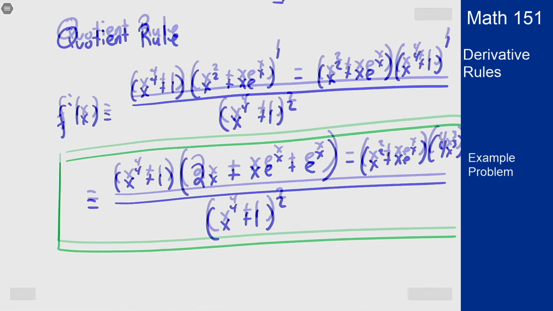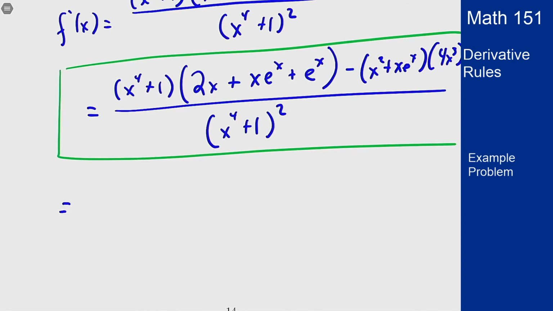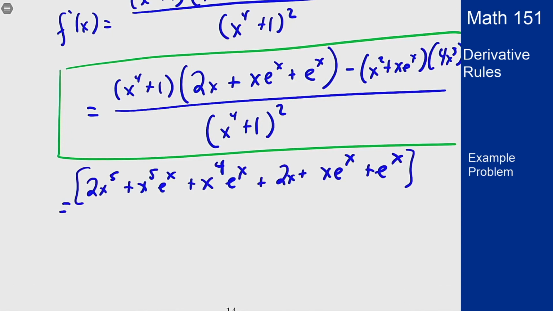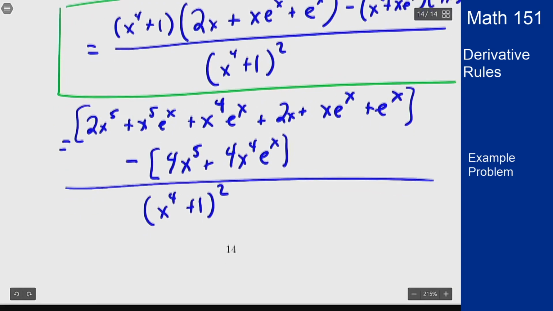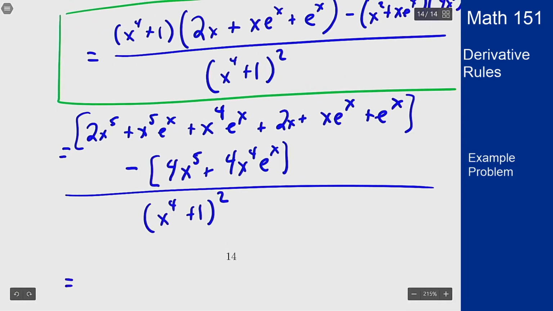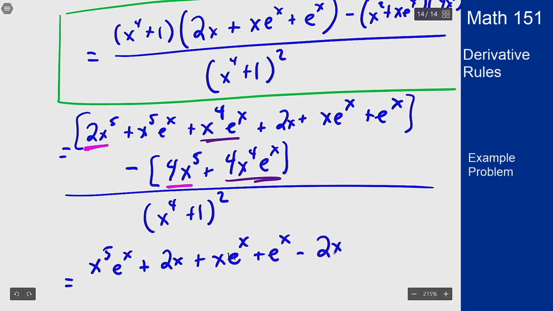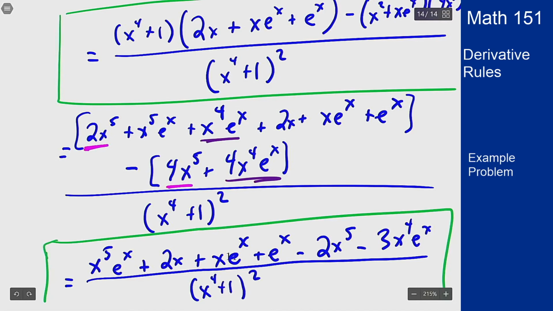If you do, that looks something like expanding out that first product gives us that, then we need to subtract that second product over the bottom still squared, and then we can combine a couple of terms in this expression, and we can combine the x to the fifth terms and the x to the fourth e to the x terms to give us a final answer of x to the fifth e to the x plus 2x plus x e to the x plus e to the x, and then minus a 2x to the fifth and minus a 3x to the fourth e to the x, all over the same denominator. And that would be one version of a simplified answer for this problem.